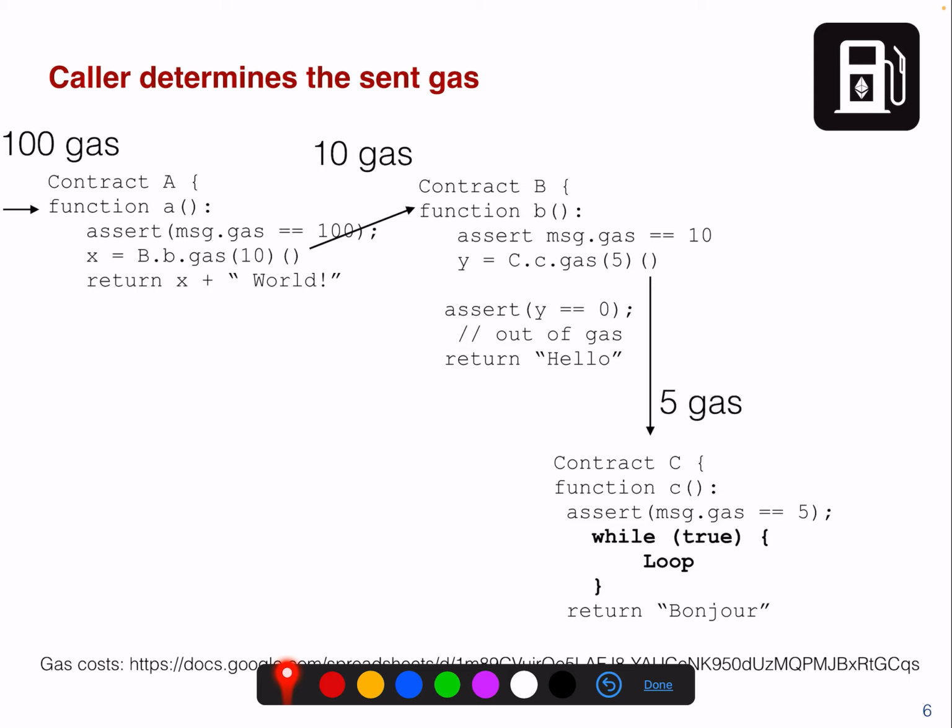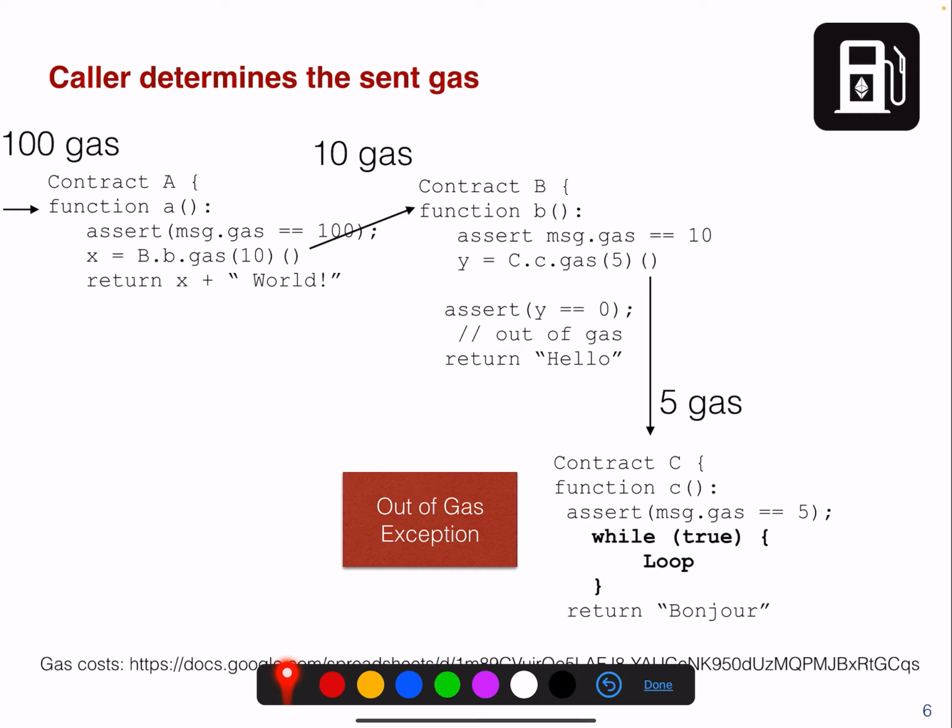Okay, so here we call basically the contract C, and we will see, okay, there's an assert 5 gas, there's a while loop. This while loop will never end, right? So it will necessarily end in an out of gas exception. So there will be an out of gas exception, and the whole program will return basically hello world, but not bonjour. Okay, so basically whatever happened here is reverted, and this will not change the state of the EVM.